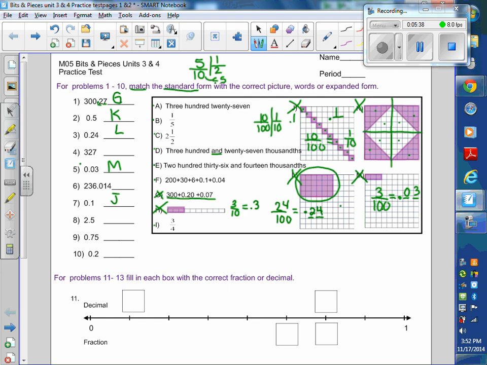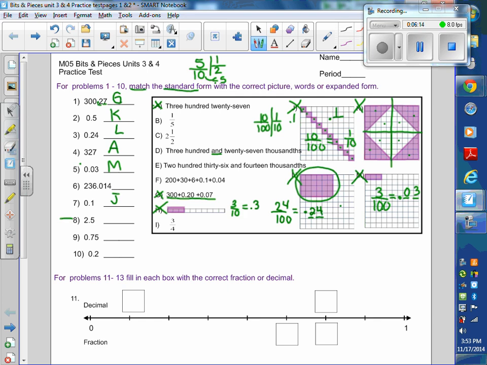Go back to number 4. That's just 327. I know you guys think that one's easy. Cross out A. So we're left with B, C, D, E, F, and I. Sometimes just looking at each one and seeing if you could write it in fraction form.